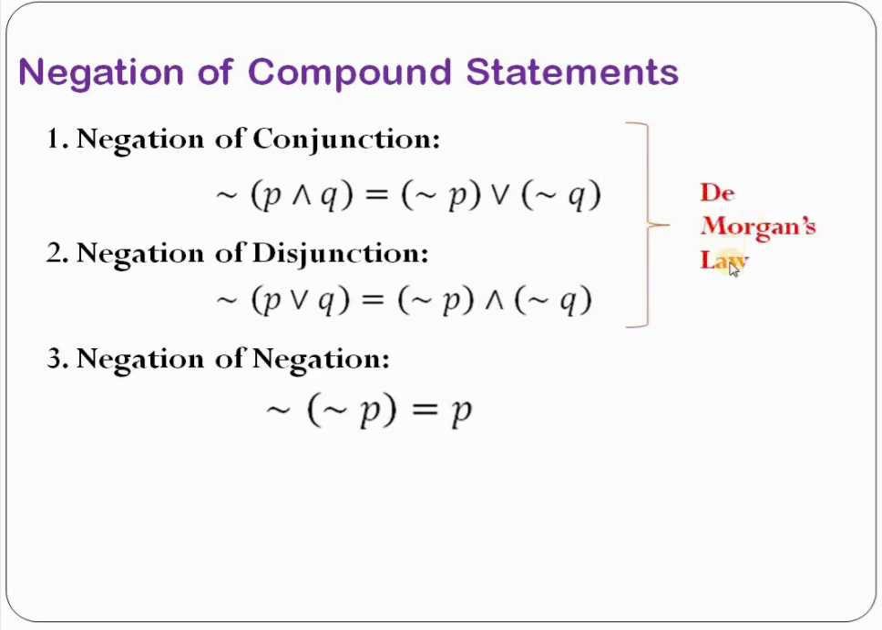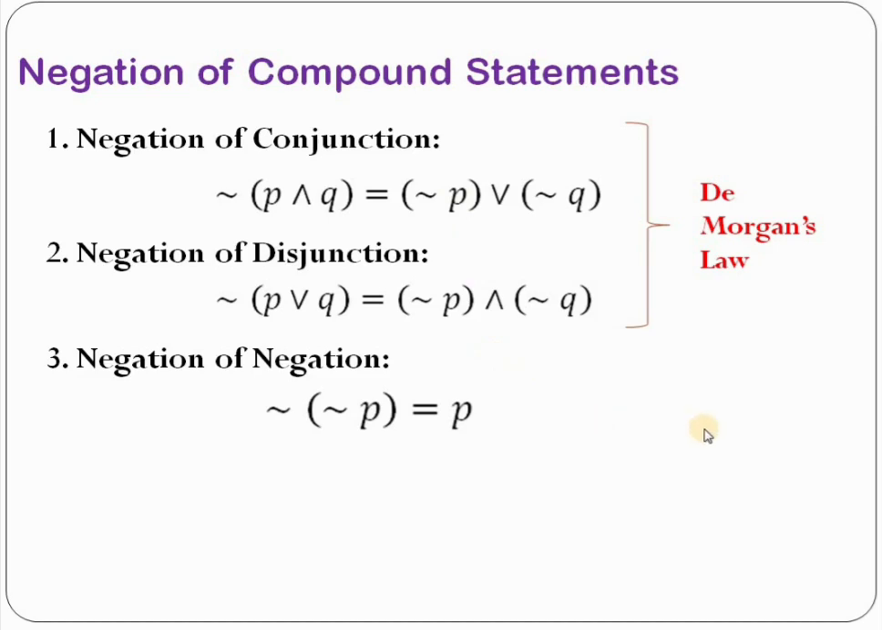The third case is negation of negation. This is pretty straightforward. If you have got some statement and you put not over it, the not of not will always be positive. So negation of negation of P will always be equal to P. You may pause the video to note down these three important formulas.